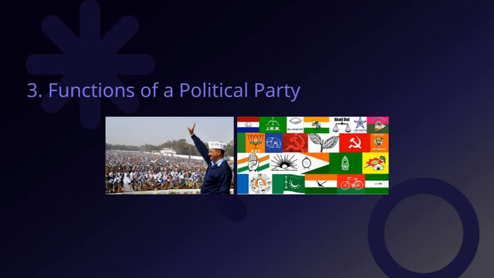Let's take a closer look at the functions of a political party. First, one of the main roles is to nominate candidates for public office. This means they select and support individuals who will run for elections, giving voters clear choices. Another key function is to organize and mobilize voters. Parties work to inform the public, encourage participation, and ensure that their supporters turn out to vote on election day.